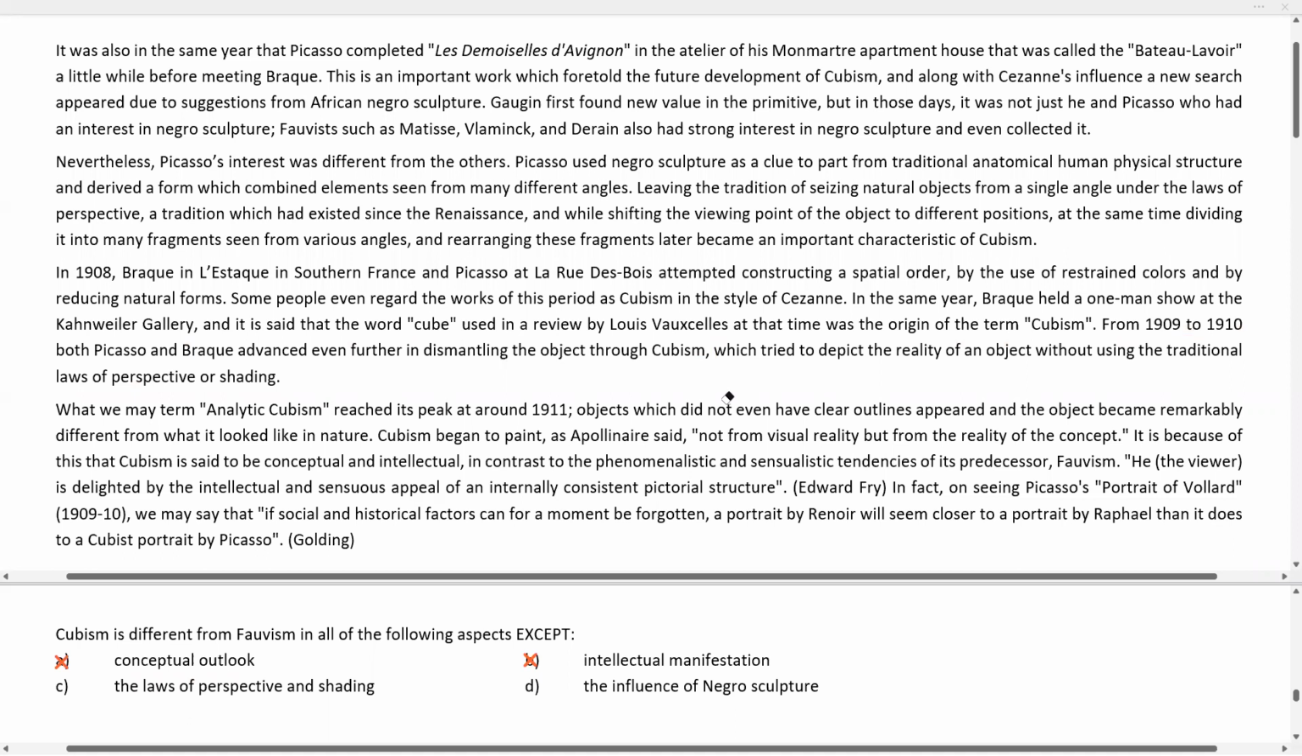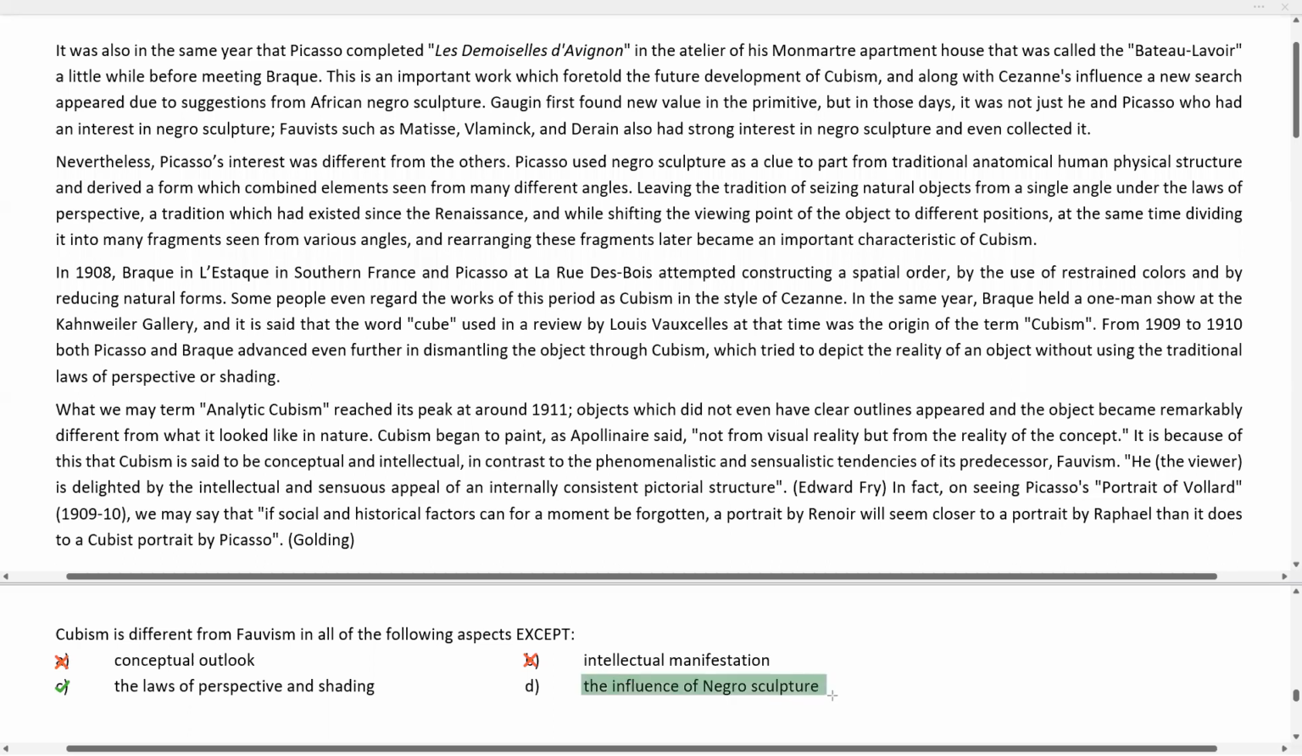Different from traditional art forms, traditional rules of art, absolutely. But different from Fauvism, we are not sure. This may or may not be a difference between the two. So C is a valid choice.